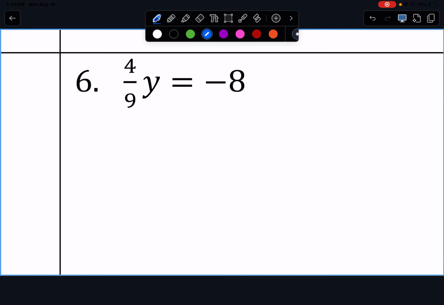All right, for 6. What do I need to multiply by? 9/4.